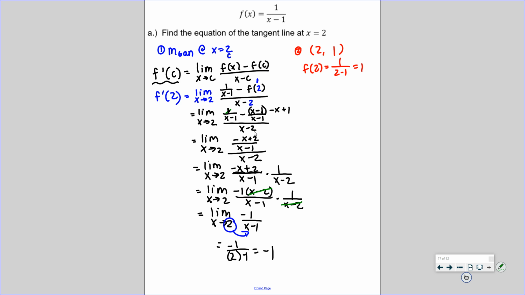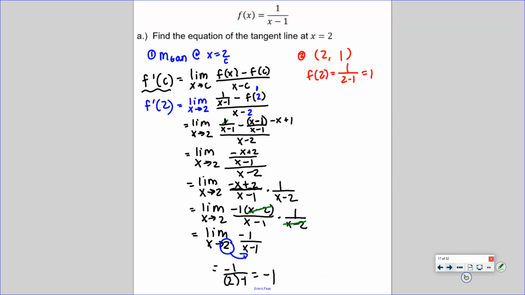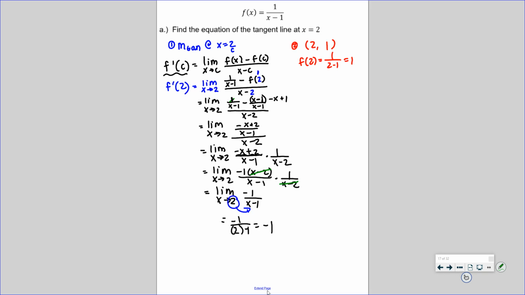So that might feel like it wasn't that much less algebra than what we were doing, but it is a lot easier when you don't have to deal with all the delta x's, the change in x's. By plugging in that value within the limit process, it does make it a little bit shorter. All right, so now I know my slope at 2 is negative 1. And I know my point is 2, 1.